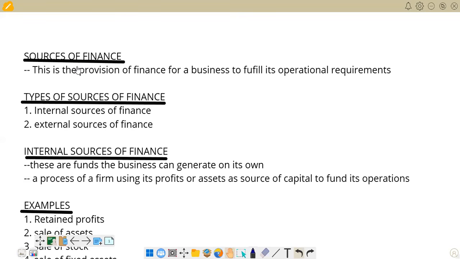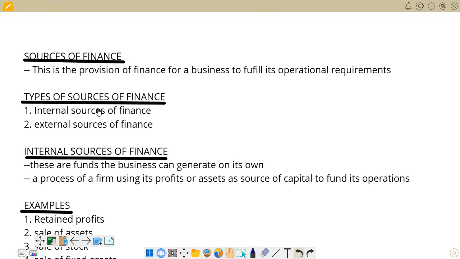So the definition that we have here in terms of sources of finance reads: this is the provision of finance to a business to fulfill its operational requirements. Operational requirements basically explains the day-to-day operations of the business, how they are going to be funded. So where does the business get the money? That is the question that sources of finance describes. We have two main types of sources of finance listed here: internal sources of finance, and external sources of finance.